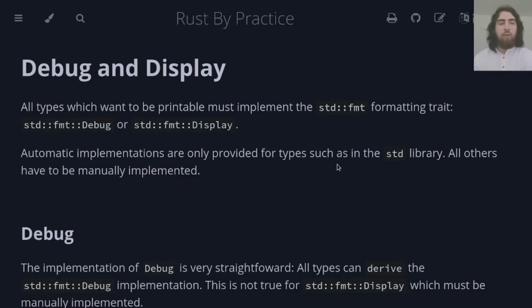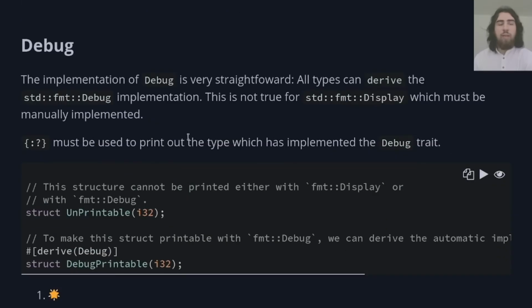Debug and display. All types which want to be printable must implement the standard format formatting trait, debug or display. Automatic implementations are only provided for types such as those in the standard library. All others have to be manually implemented. Let's first look at debug.